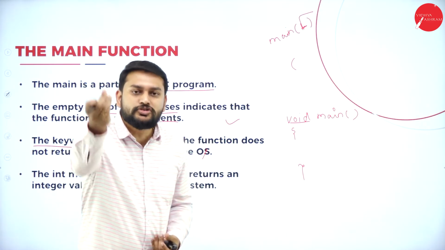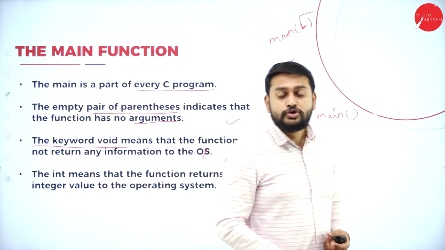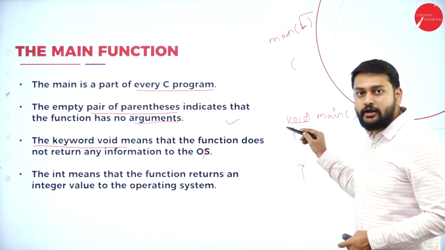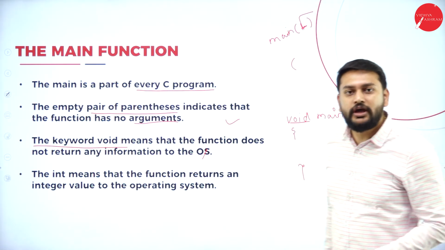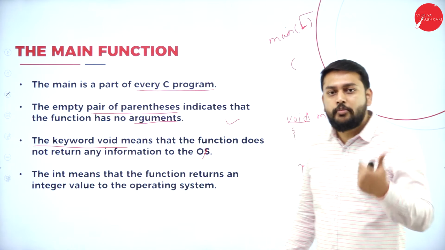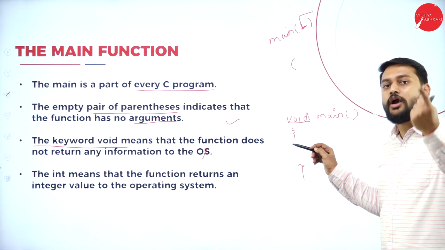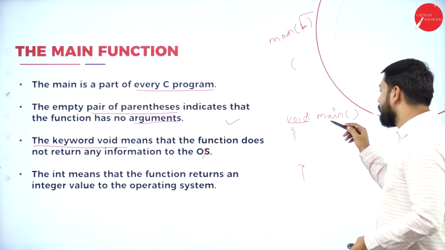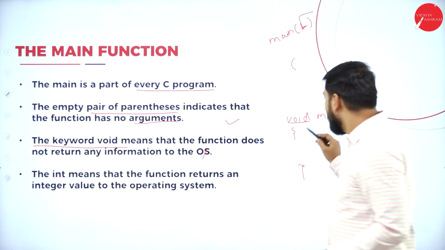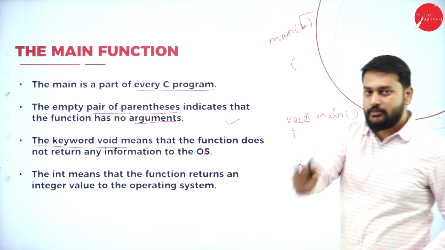So if I return you something, if I give you some food, then I will not use void. If I use void, then I will not give you anything. So who am I? I'm a main function. So when will I not give you anything? When I have void before main. If I use void in main, I don't return anything.